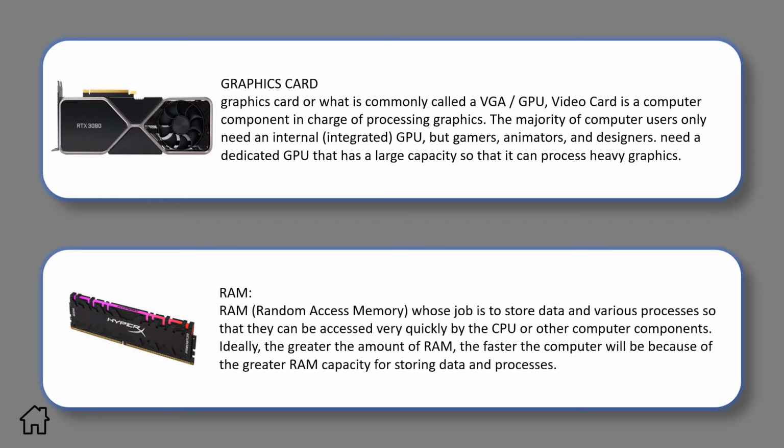RAM, Random Access Memory, whose job is to store data and various processes so that they can be accessed very quickly by the CPU or other computer components. Ideally, the greater the amount of RAM, the faster the computer will be because of the greater RAM capacity for storing data and processes.